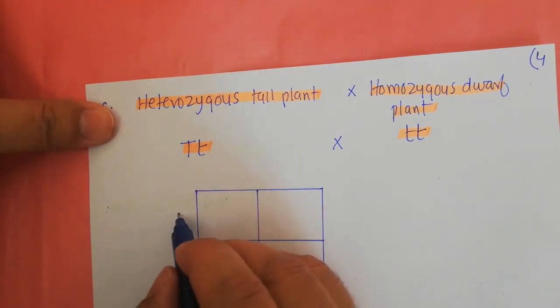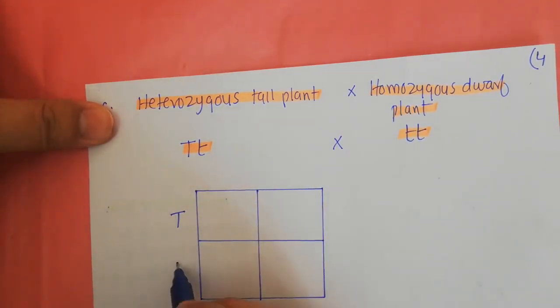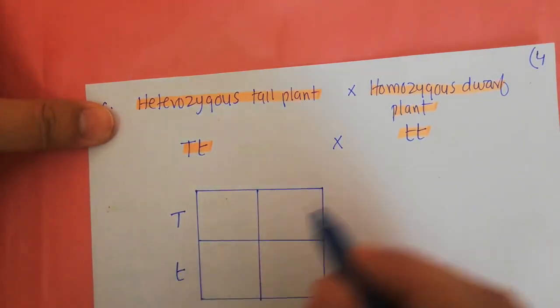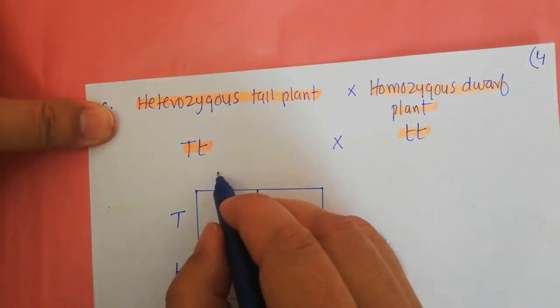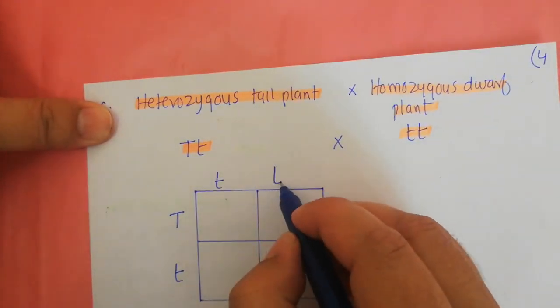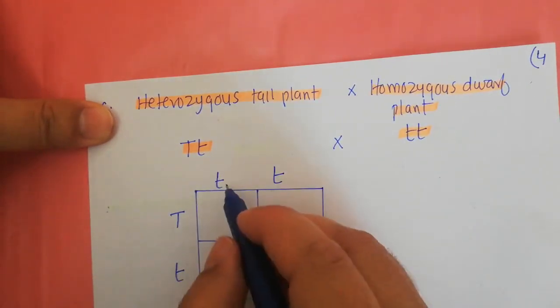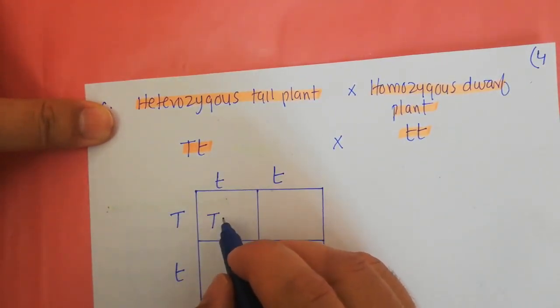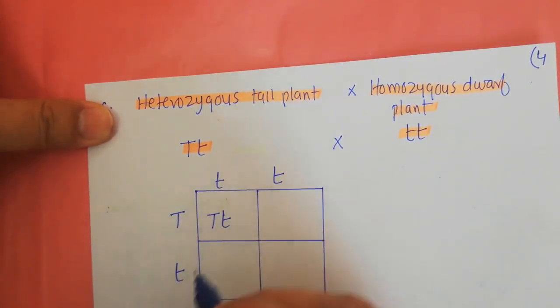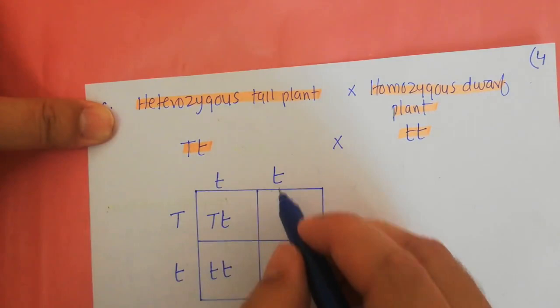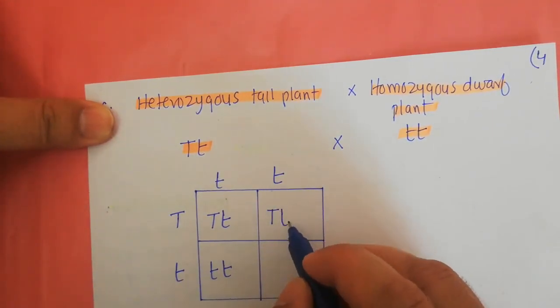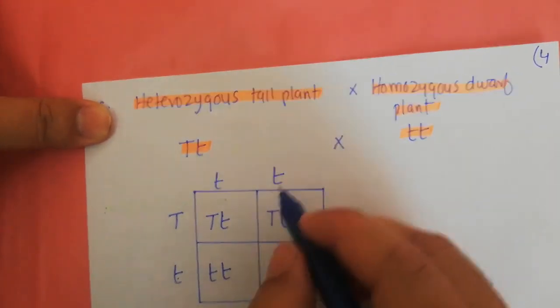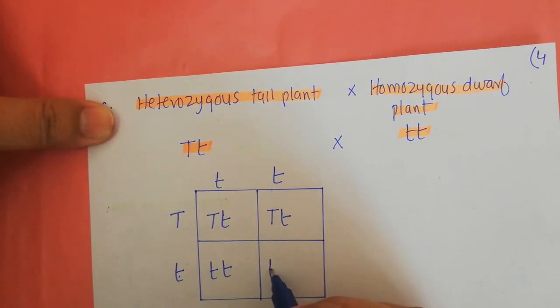You are going to make the gametes for this particular parent. The capital T and the small t are going to separate from each other. The same for the other parent, they are going to separate from each other. When you combine this gamete with this one, you get the capital T and the small t. When you combine this with this one, you get the small t and the small t. When you combine this with this one, you get the capital T and the small t. When you combine this with this one, you get the small t and the small t.